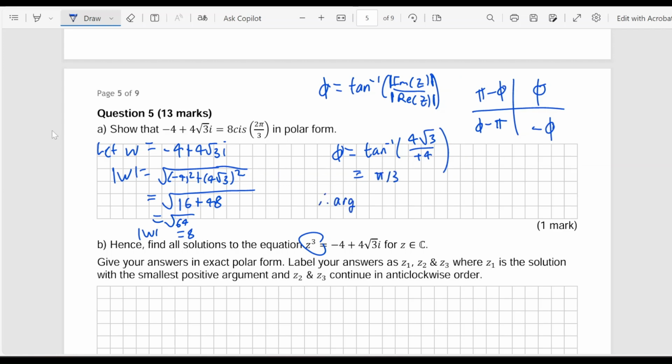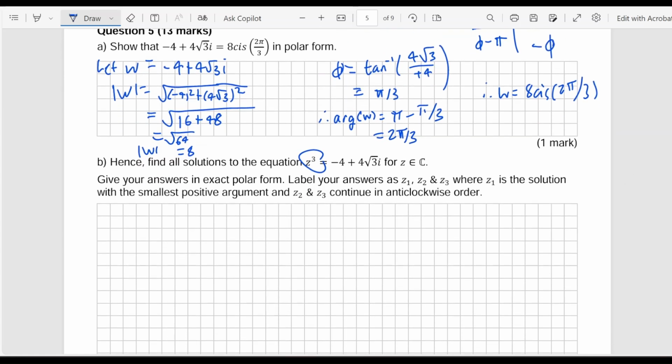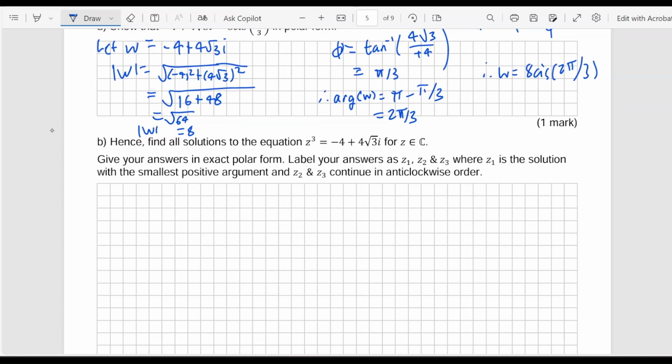Therefore, argument of w is going to be, since we're in the top left quadrant, pi take pi over 3, which is 2 pi over 3. Therefore, w is 8 cis of 2 pi over 3. And we've done it. We've shown that it's that in polar form. Hence, find all solutions to that.